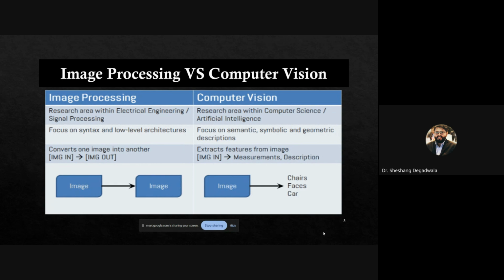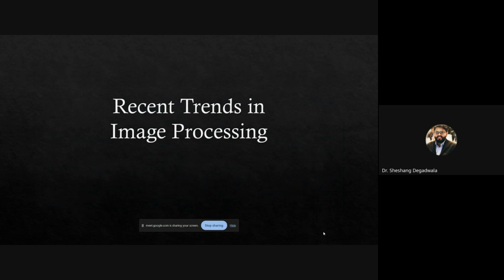You take the image as the input and you find the measurement and the description. For example, you take the image as the input and you identify chairs, faces, and cars. It means you can detect the objects and give the description: this is a chair, this is a face, this is a car, like this. This is called computer vision.